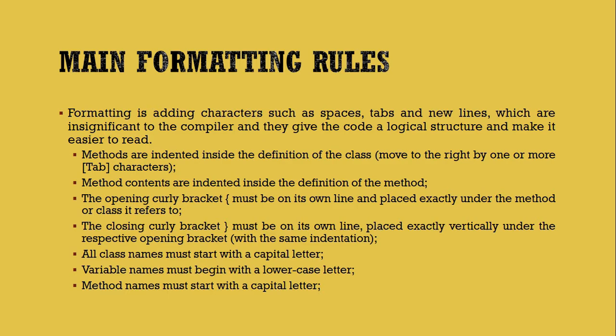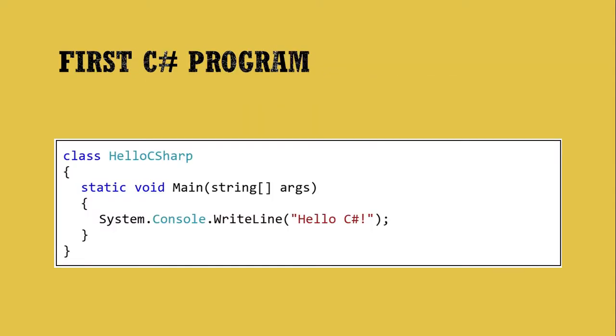Always, the opening and closing curly brackets must be on their own line and placed exactly under the method or the class. Here we have an opening curly brace. See this one? It is on its own line and is exactly under the definition, under the name of the class, under the name or the signature of the method.